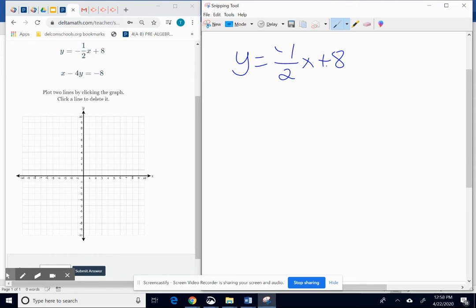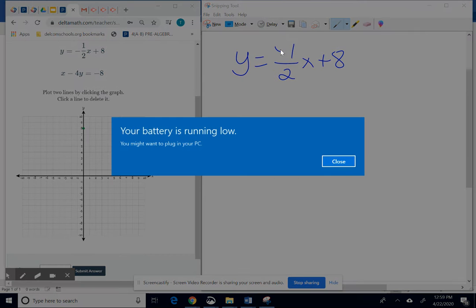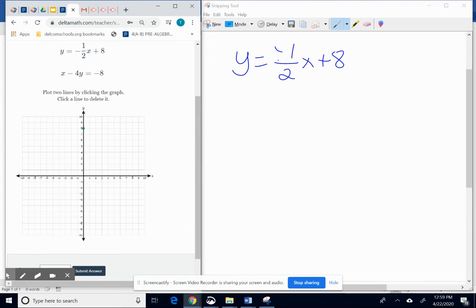The number at the end is the y-intercept, so I'm going to go to my y-axis and find the number 8 and click. My slope is negative 1 over 2, so that means I'm going to go down 1, right 2. From my 8, I'm going to go down 1, right 2, and click again. My top line is done.